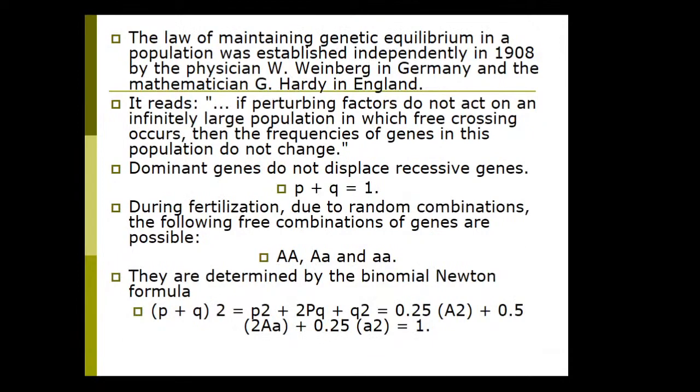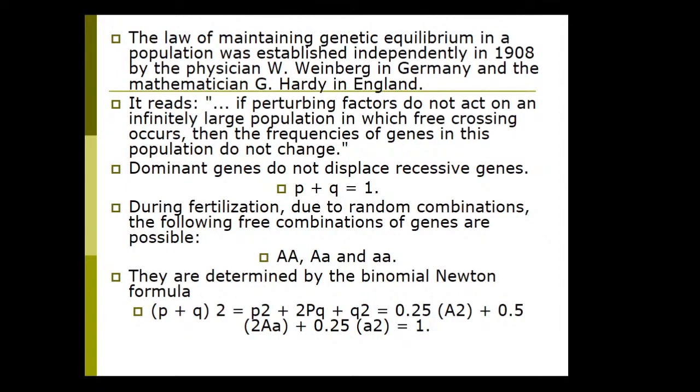The law of maintaining genetic equilibrium in a population was established independently in 1908 by the physician Weinberg in Germany and the mathematician Hardy in England. It reads: if perturbing factors do not act on an infinitely large population in which free crossing occurs, then the frequencies of genes of this population do not change. Dominant genes do not displace recessive genes. P plus Q equals 1.